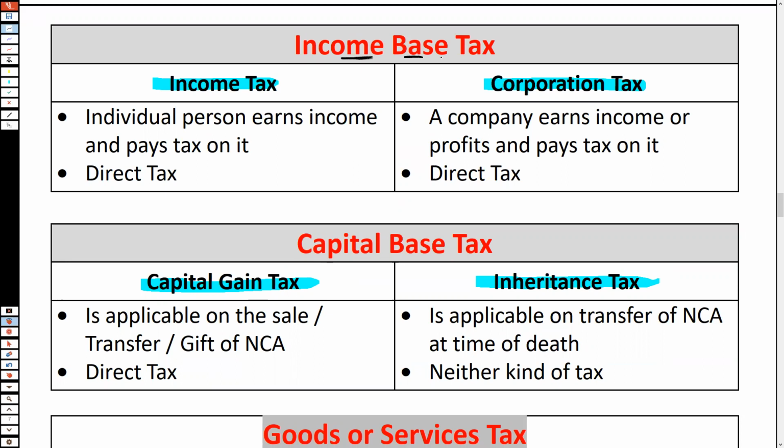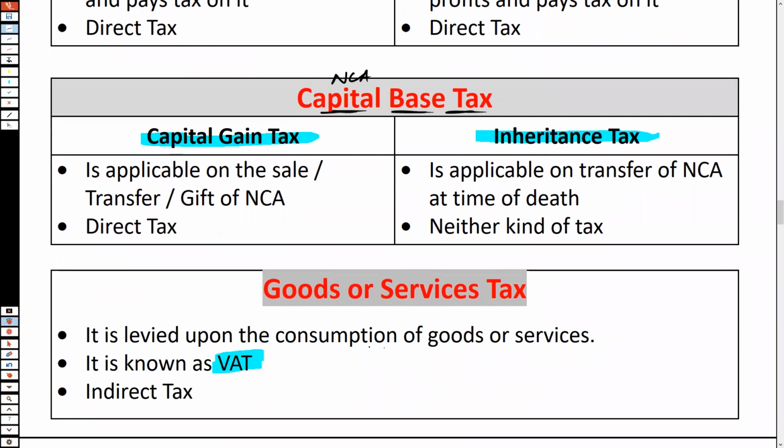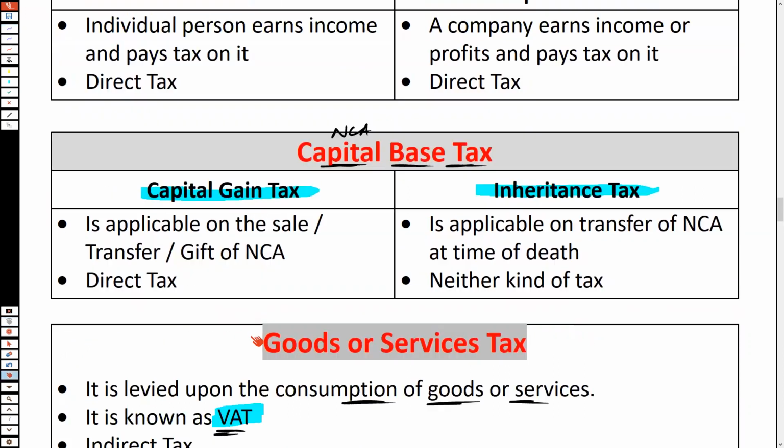First thing is income-based tax, where the tax is paid based on the earned income. Second category is capital-based tax, where the tax is paid based on non-current assets, meaning here we need to pay the tax due to any non-current asset. So such taxes are termed as capital-based taxes. And where any tax is paid based on the consumption of goods or services, that is basically goods or service tax. And the one and only category is the value-added tax. Let me guide you.